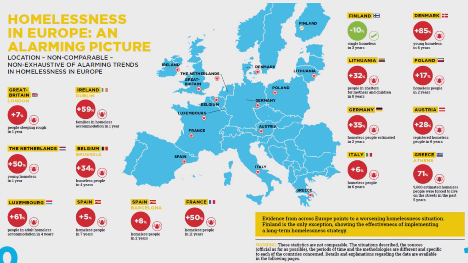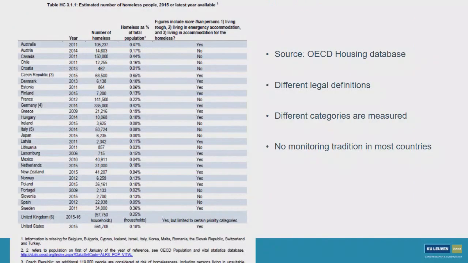But if you go much more into detail in this graph, you will see that there are numbers, but all these numbers mean different things. It has to do with the fact that we don't have a common methodology to measure homelessness in Europe. All these different countries are doing different things, measuring different things in different ways. And I'll give another example.